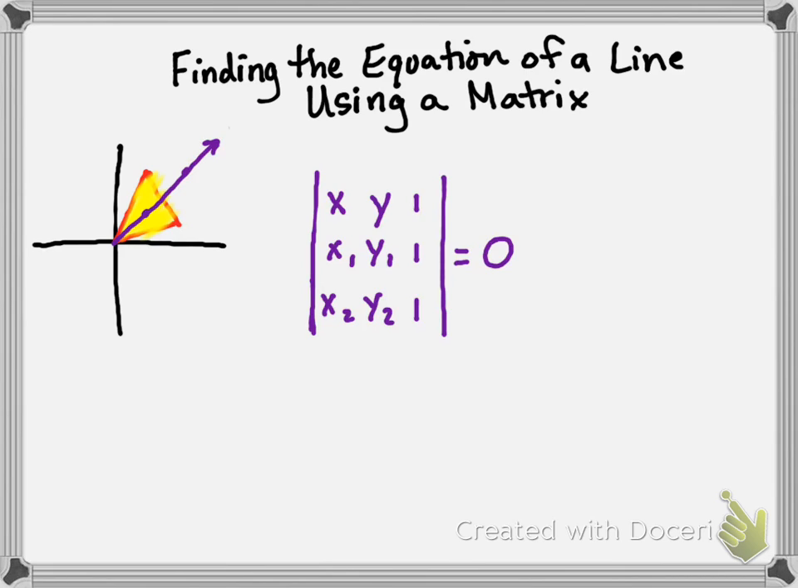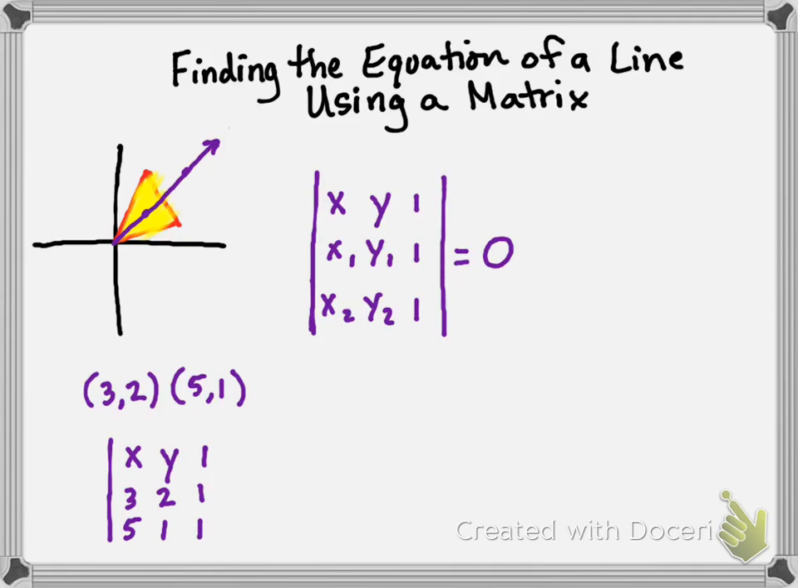Now, we can use this to help us find the equation of a line if we know the coordinates of 2 points that are already on the line. So let's assume that the points 3, 2 and 5, 1 are on the same line. Then we can put them in our square matrix. We have our generic x, y, and 1, then the coordinates of our first point, 3, 2, and our second point, 5, 1. And don't forget we also need the 1s in that third column. We know that determinant is equal to 0.